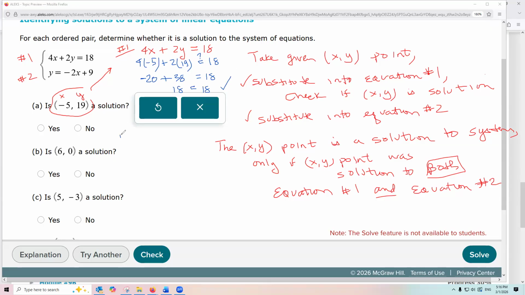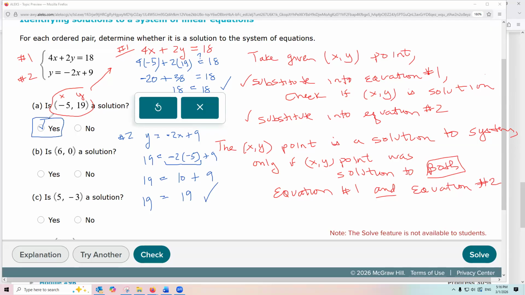We have to go and check equation number 2. y equals -2x plus 9. All right, the y value is 19. The x value is -5. Let's see here, -2 times -5, that's +10. So on the right-hand side, we have 19. Yes, 19 equals 19. So notice this solution, this -5 comma 19, was a solution to both equation 1 and equation 2. That means, yes, it's a solution to the whole system.